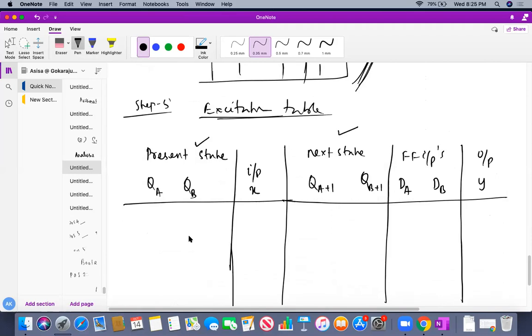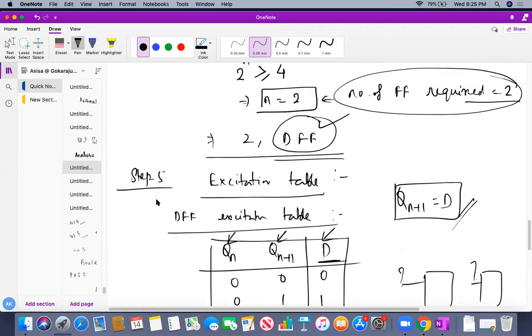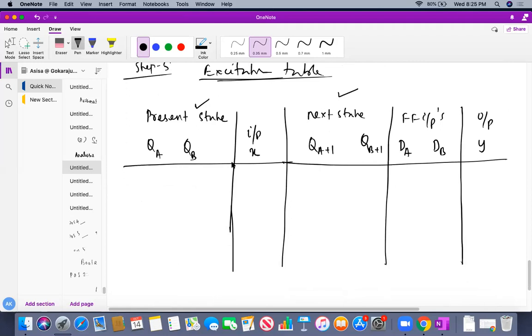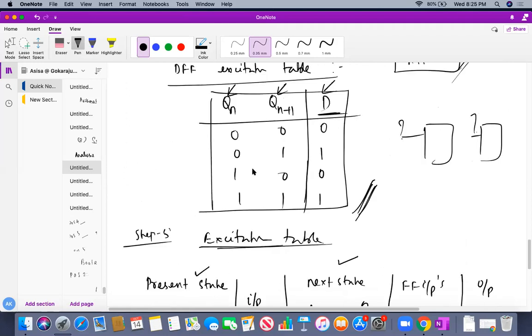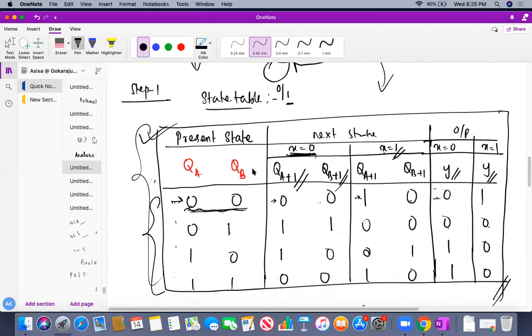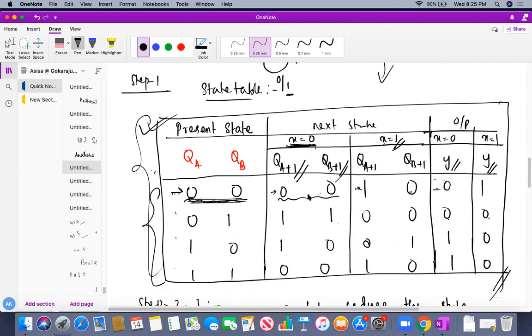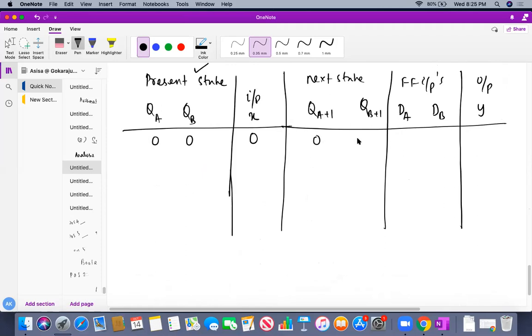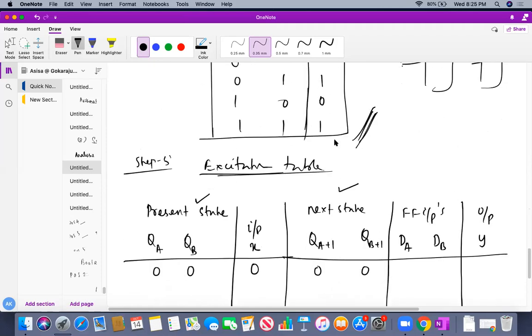Output is Y. Okay. Now what I am doing, please see here, by looking into the state table, I am going to draw this. So this is 0, 0. At that time, present state is 0, 0. Okay. And my input is, let's say, 0. What is my next state? If input is 0 and present state is 0, 0, what is my next state? Next state is also 0, 0. The same thing I am going to write down here, 0, 0. And at that time, what is my DA, DB?